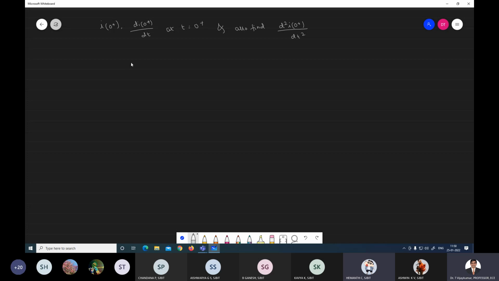The capacitor is uncharged. I will repeat. In the network shown, switch K is closed at t equal to 0 with the capacitor uncharged. Find the values for i(0+), di(0+)/dt at t equal to 0+, and also find d²i(0+)/dt². This was asked in one exam, a 10 marks question.